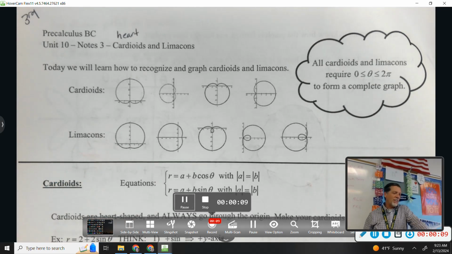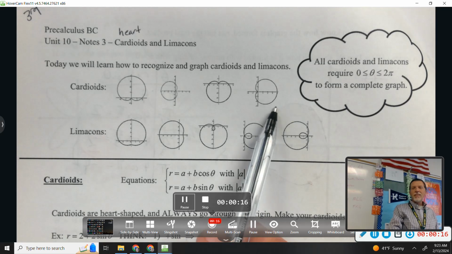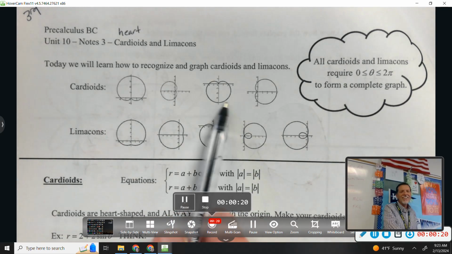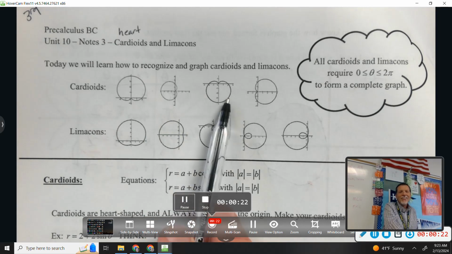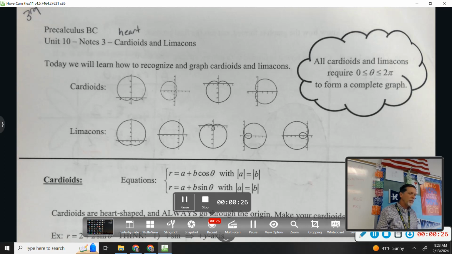Okay, cardioids. So yes, heart. I guess those aren't great looking hearts, but they're about as much of a heart as those roses were roses yesterday, right? It's close enough to call it a heart, I guess. But that's where the name cardioid comes from.